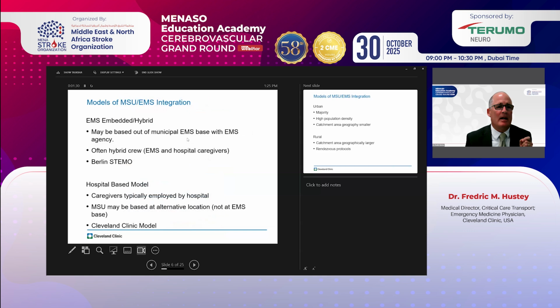There's the EMS embedded hybrid model, where the EMS unit is kind of a hybrid between the municipal EMS agency or the fire department and the local hospital or healthcare system. And so the crew is often a hybrid crew. You have caregivers on the stroke unit that are employees of the EMS agency, trained by the EMS agency, and then you have employees of the hospital that are also on the stroke unit, perhaps a stroke neurologist or a critical care nurse that partner with the EMS colleagues to provide care on that unit. And they typically are based at an EMS facility.